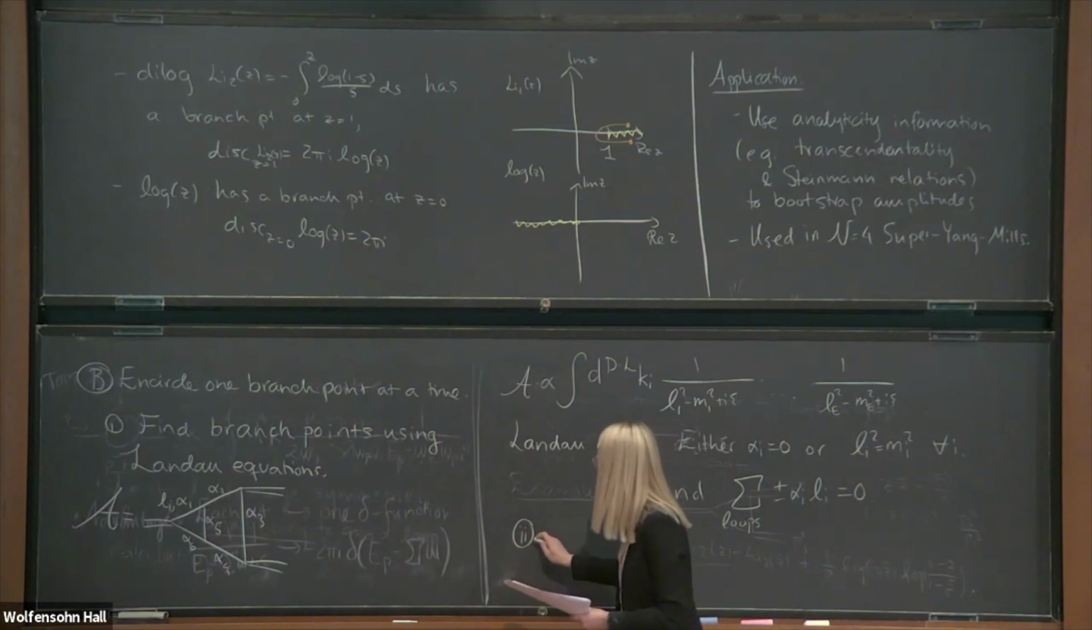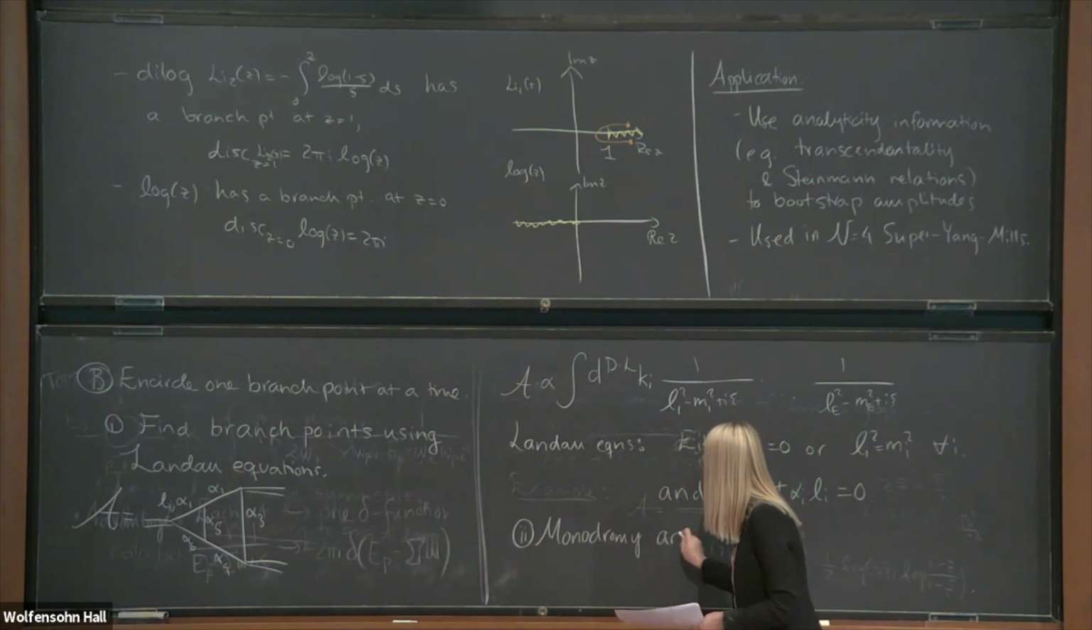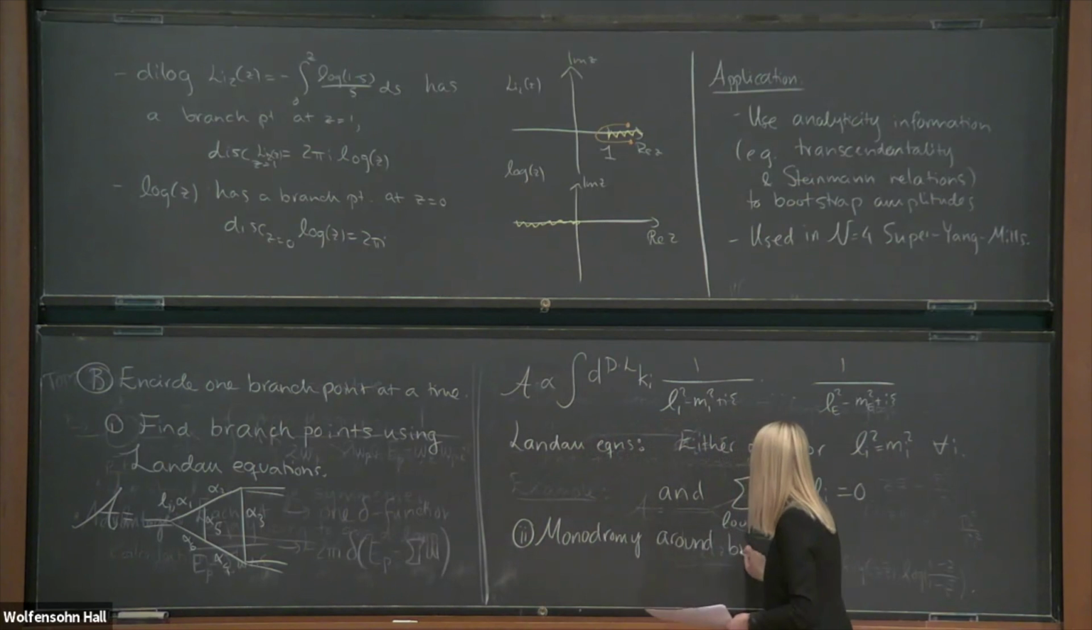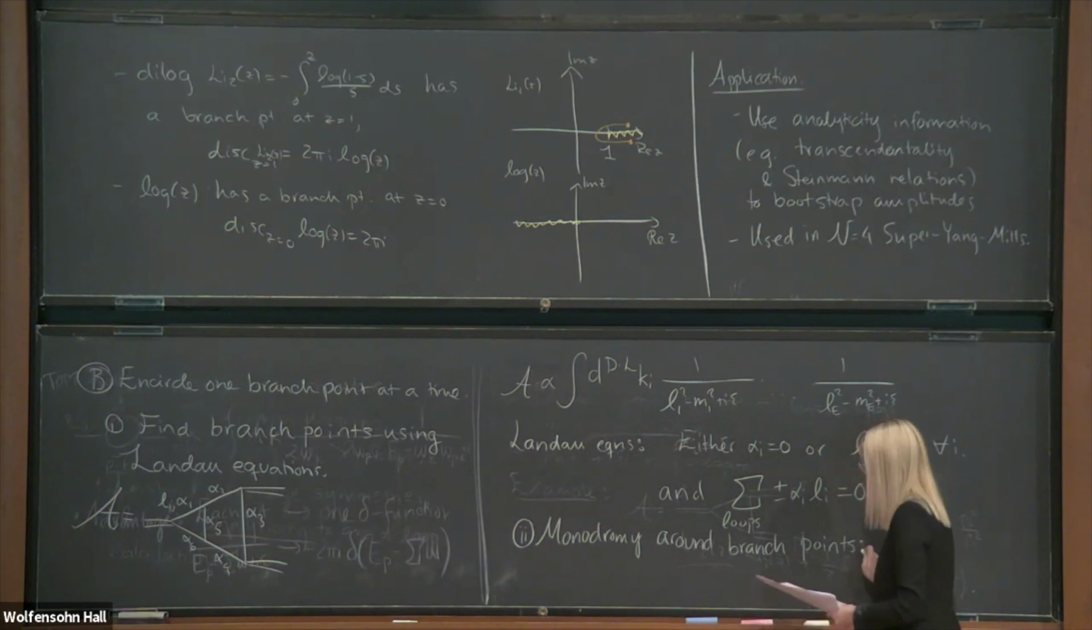Step 2 is to compute the monodromy around these branch points. And we can do that using Cutkosky's formula.